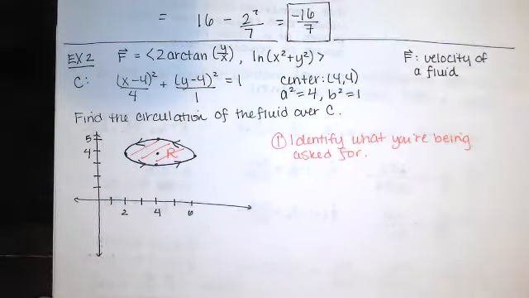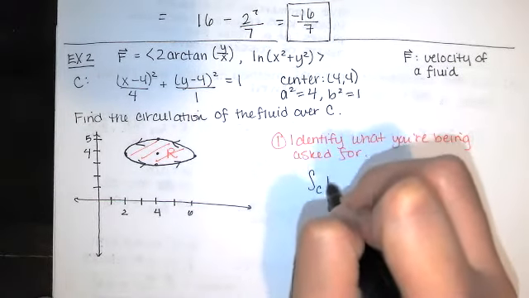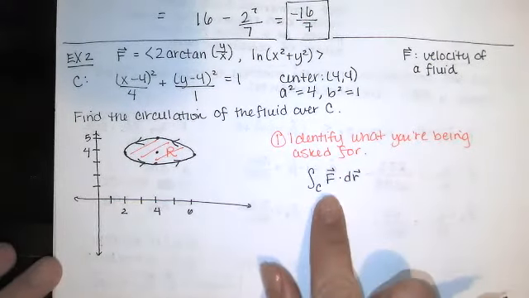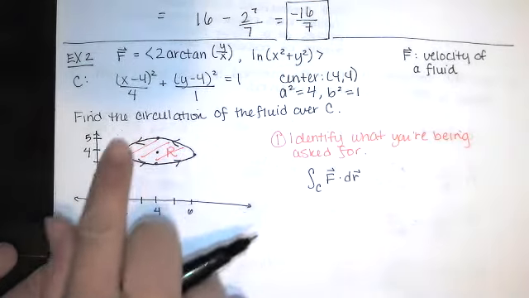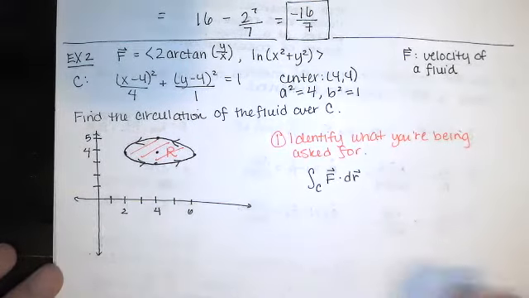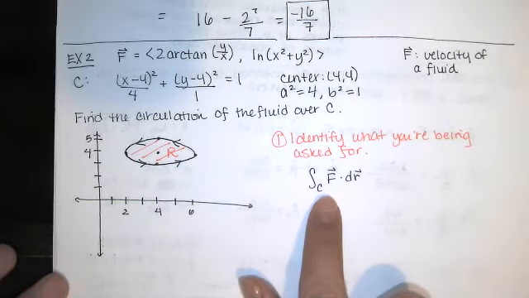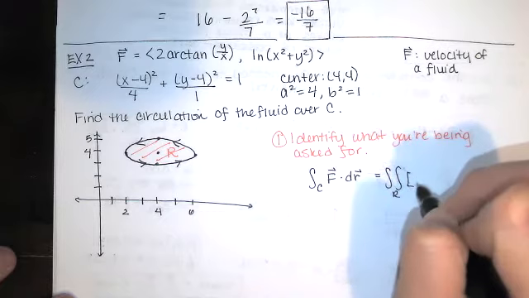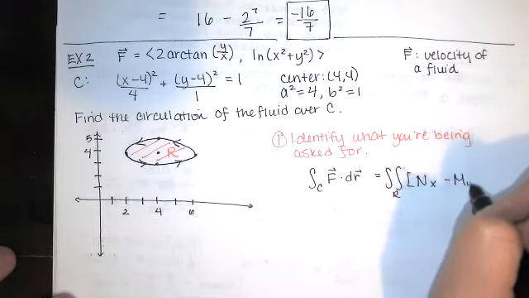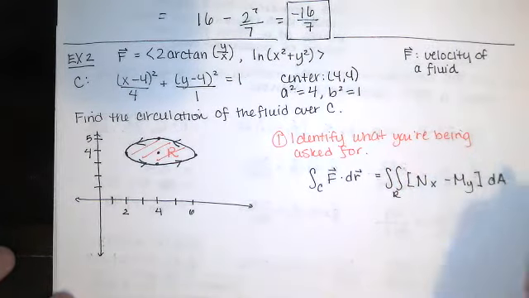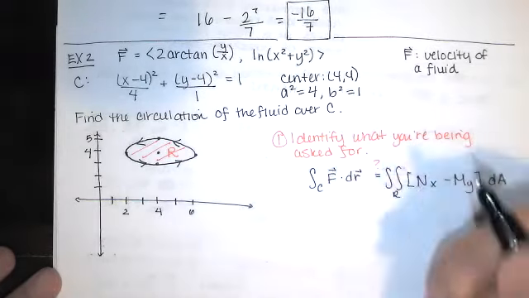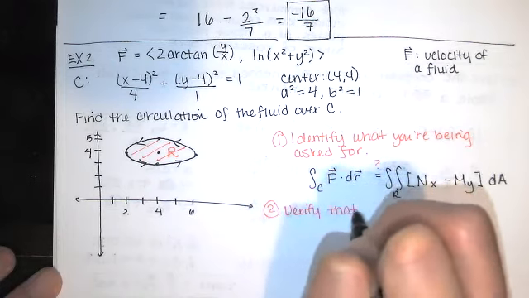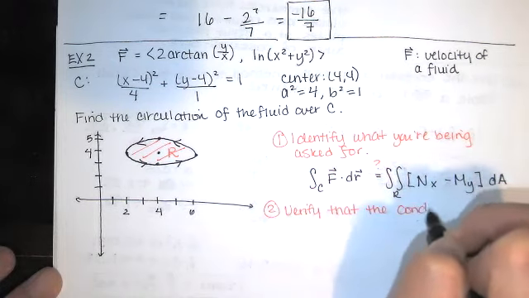Well, circulation is a line integral of F dotted with dr. So we want the value of this. It's a measure of how much that fluid is flowing around this curve. And that corresponds to this, according to Green's theorem, provided that certain conditions hold. So we need to check and make sure those conditions hold. So we need to verify that the conditions of Green's theorem are satisfied.